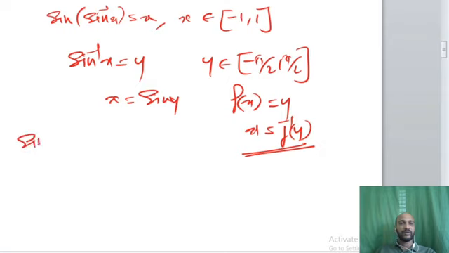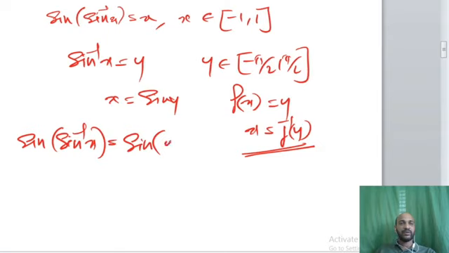Therefore, sin of sin inverse of x, in place of sin inverse of x we can substitute y, so you will get sin y. Now what is sin y? Sin y equal to x, therefore we will get sin(sin inverse of x) equal to x. Similarly, we can prove cos(cos inverse of x) equal to x, tan(tan inverse of x) equal to x. Okay, that is our property 1.